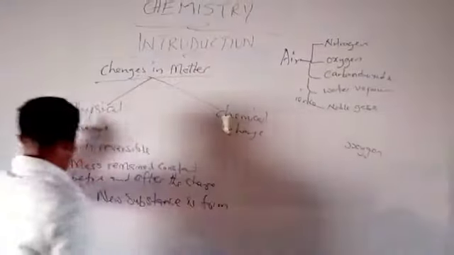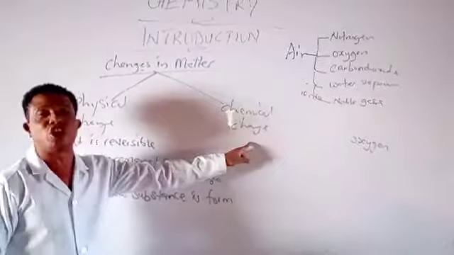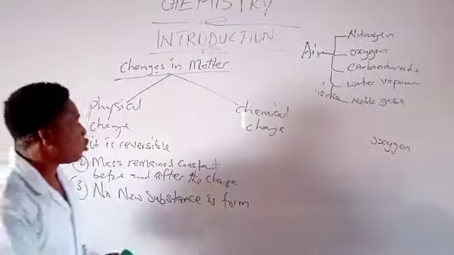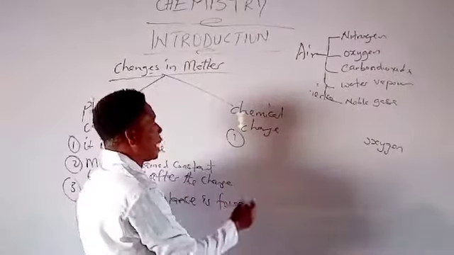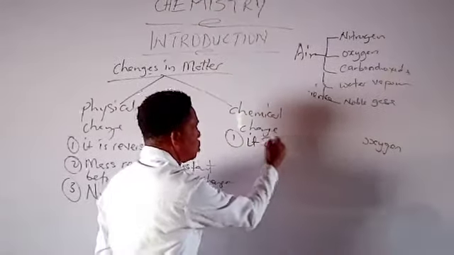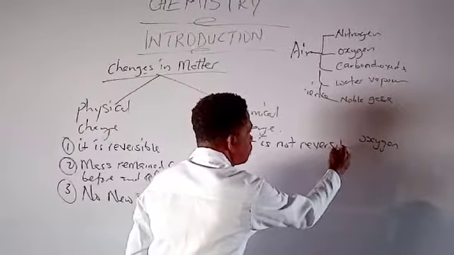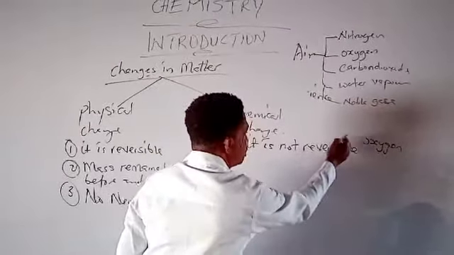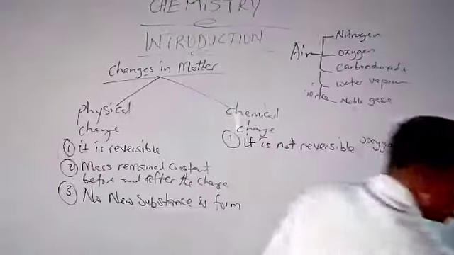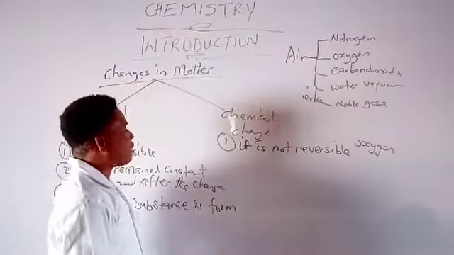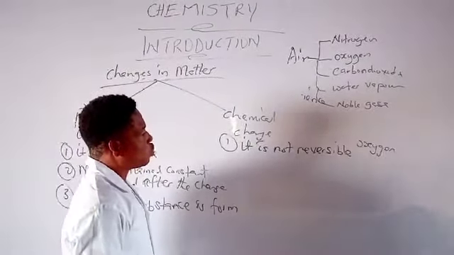All these three things are the direct opposite of chemical change, so you can guess now and your guess will be right. So, what is a chemical change? Number one, it is not reversible.